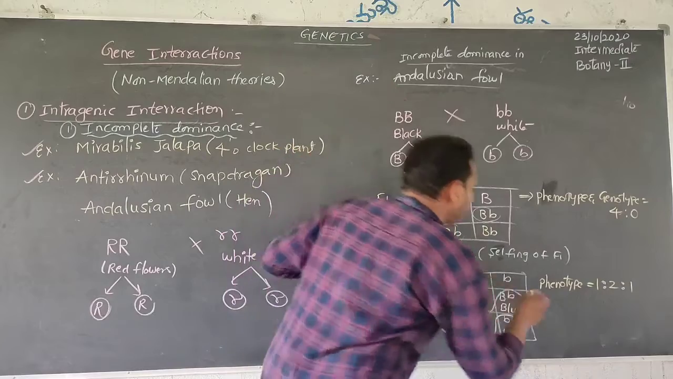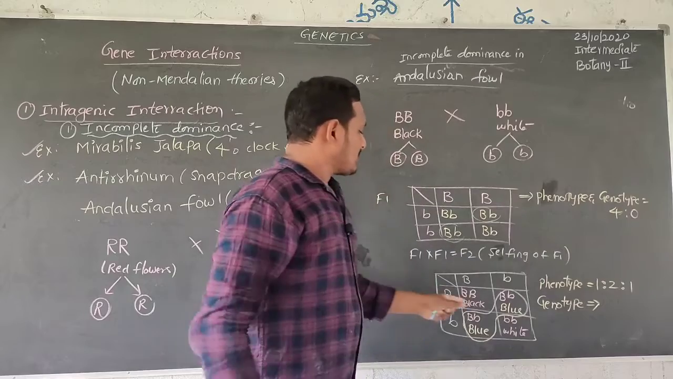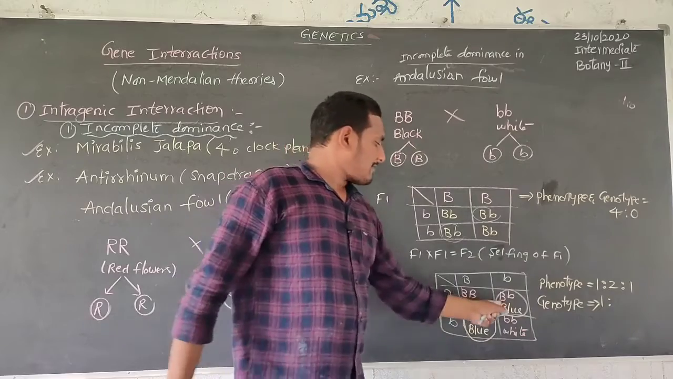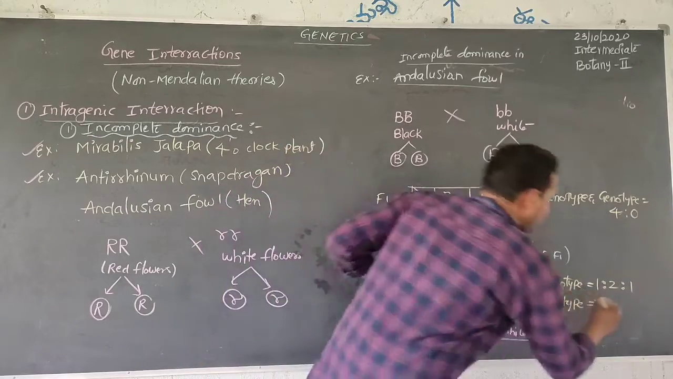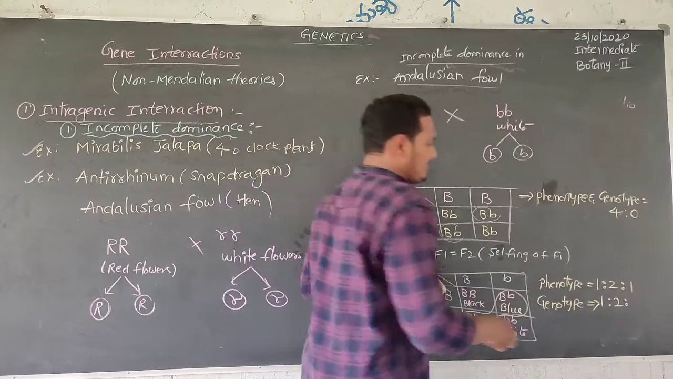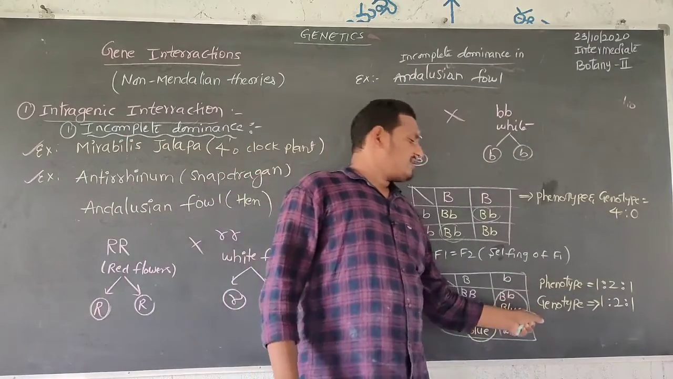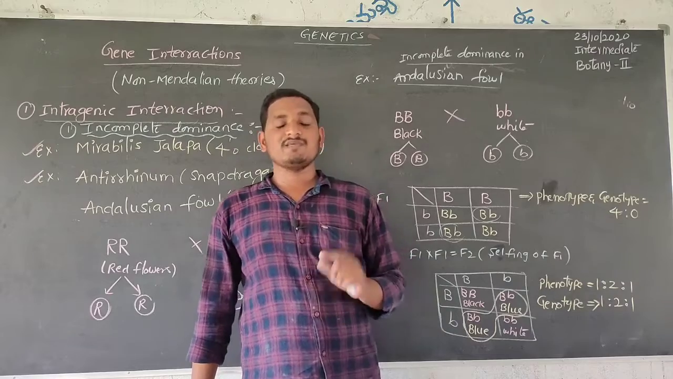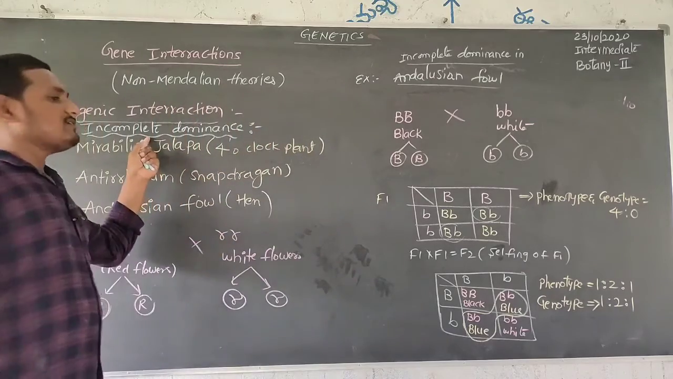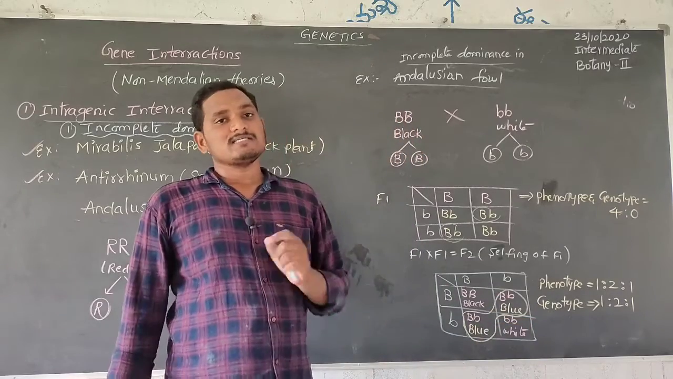And the genotype ratio: capital BB, only one is there. Next Bb, two are there, and bb, only one is there, that is 1. So here we observed phenotype and genotype, both ratios are the same. In which case are the phenotype and genotype ratios the same? That is incomplete dominance. Incomplete dominance shows both phenotype and genotype ratios the same.